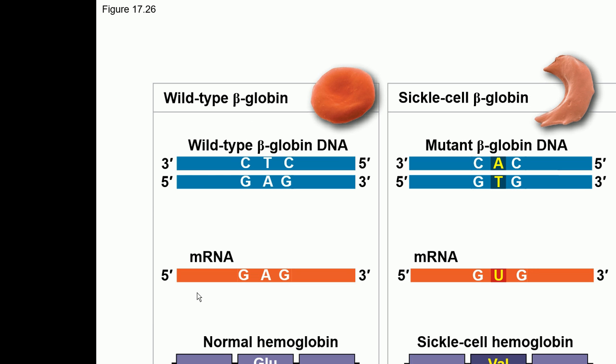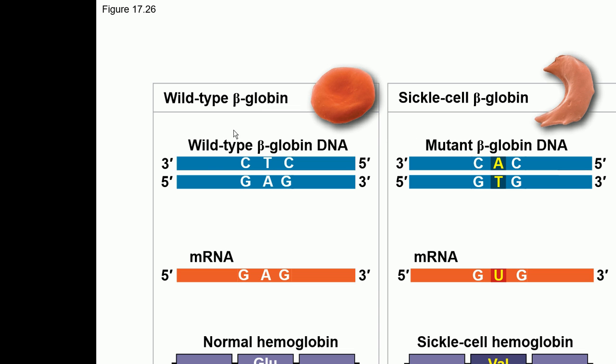So this is the wild type beta globin protein. This is the sequence in the wild type beta globin DNA, and this is the mutant. So you know that hemoglobin is a protein which has 4 subunits, 2 alpha chains and 2 beta chains. So there is a mutation in the beta chain. This is the wild type. The sequence is CTC. In the mutant, it is CAC.